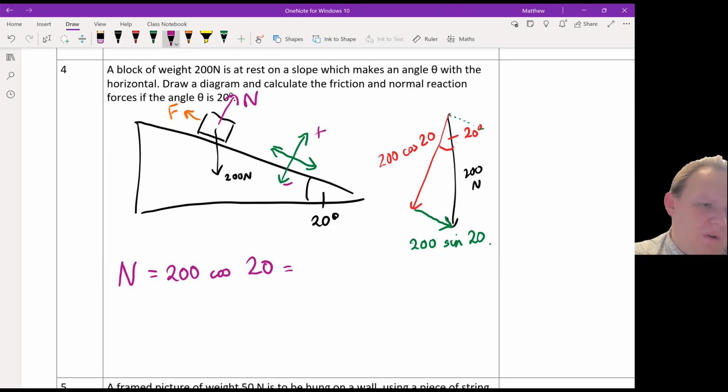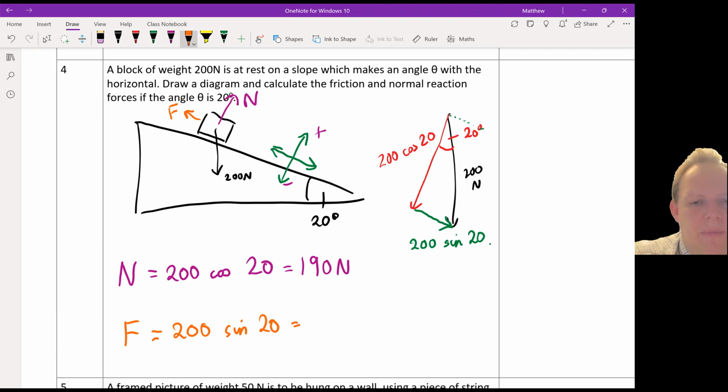So 200 cos 20 has a value of 187.9. We've got this 20 degrees, so we're working to two significant figures, so 190 newtons. And equally, the friction force we're going to say is equal in size to 200 sine 20, which gives us a value of 68.4, so we're going to write 68 newtons.